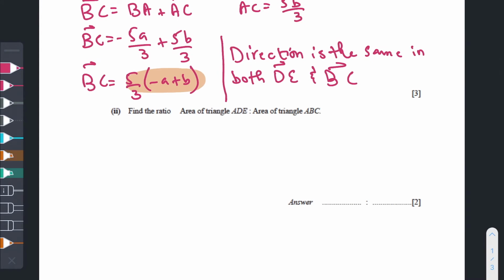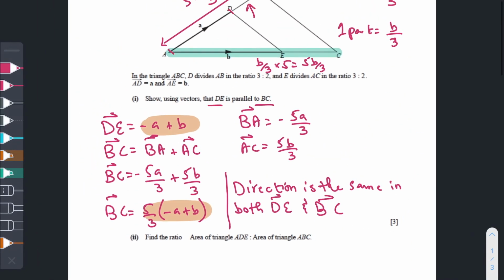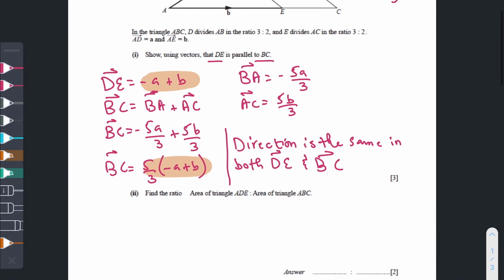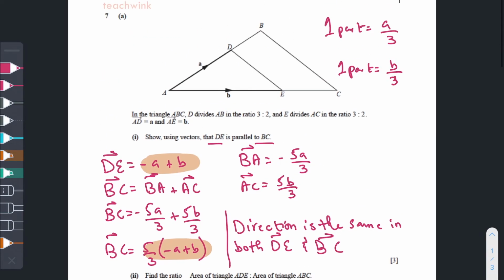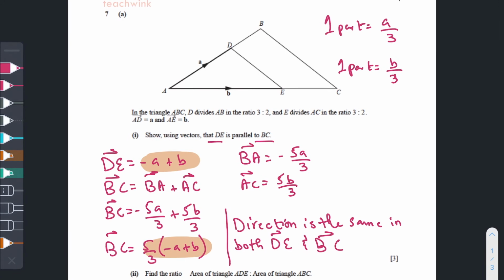The next part of the question says, find the ratio of the area of the triangle ADE to the area of triangle ABC. Okay. We need to understand one more thing first. Since you're comparing the areas of 2 triangles, area of triangle ADE is to area of triangle ABC.